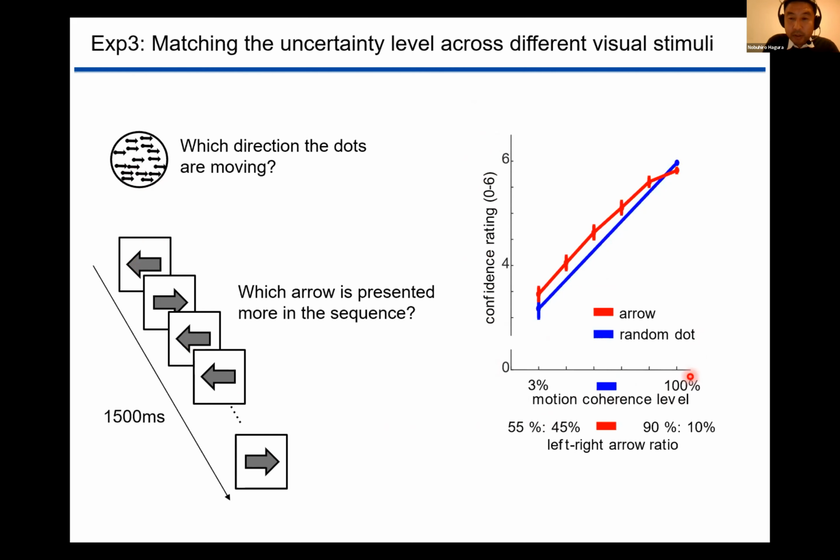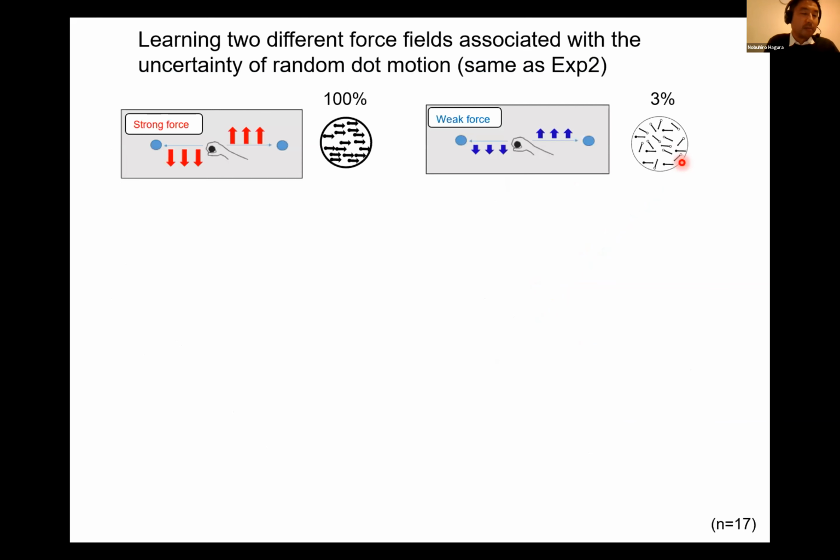If the coherence level of the random dot motion is 100%, the confidence rating is very high. With 3% coherent motion, the confidence rating is very low. So we tried to find the equivalent match in the arrow stimulus, and we found that 55% to 45% matches with 3% coherent motion, and 9-to-1 matches with 100% coherent motion. Okay, so I'll just go a bit quickly.